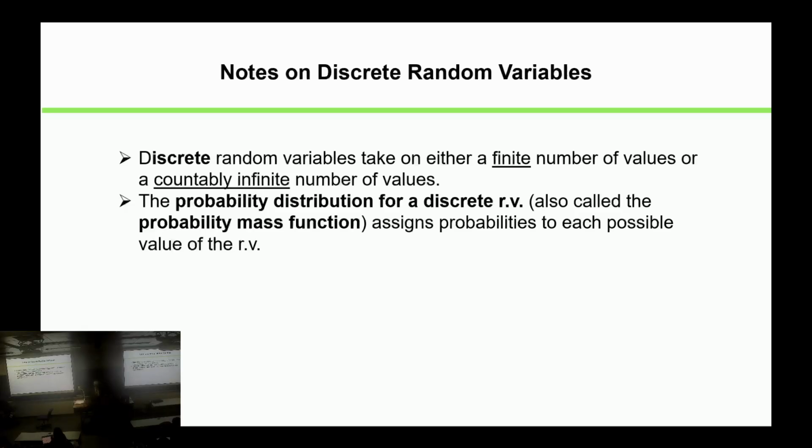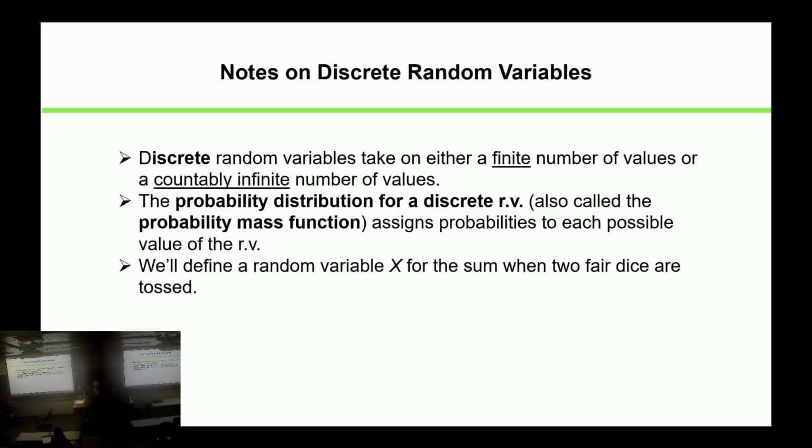It'll assign something to each non-zero-probability value of the random variable. And so let's just define a random variable X for the sum when 2 fair dice are rolled. Again, that's the example we started with. Well, actually, I called it S for sum. Oh, you called it S.